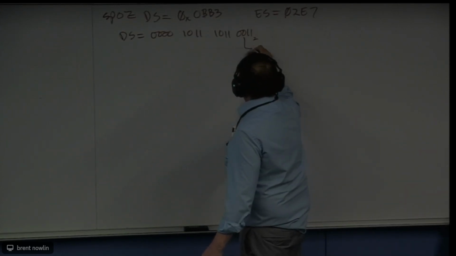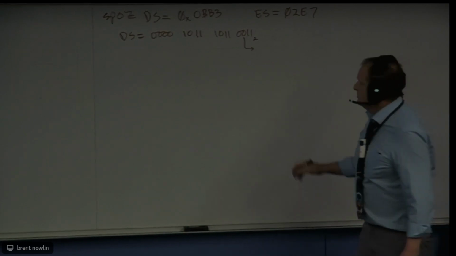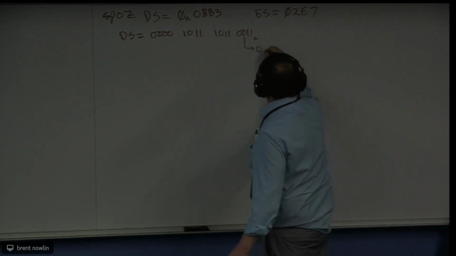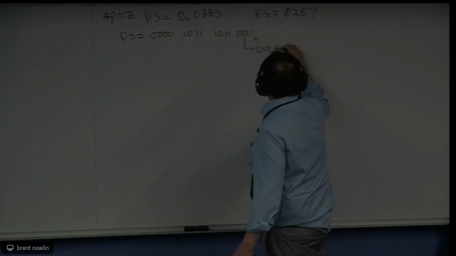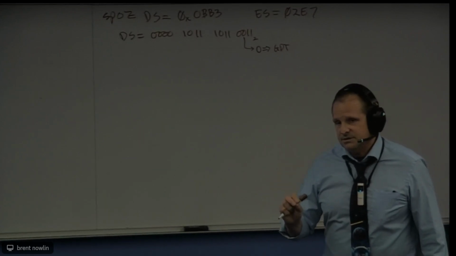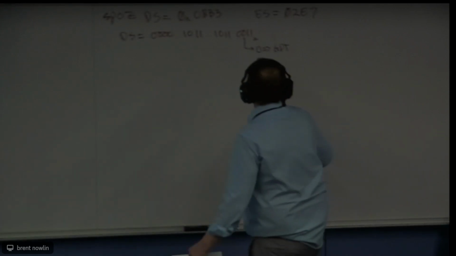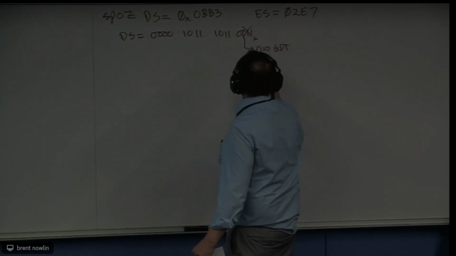What's the table indicator bit? 0. What does that imply? It's a global. The descriptor is in the global descriptor table because the table indicator bit is 0. Which descriptor? Well, clobber these, right? So we're dealing with this.